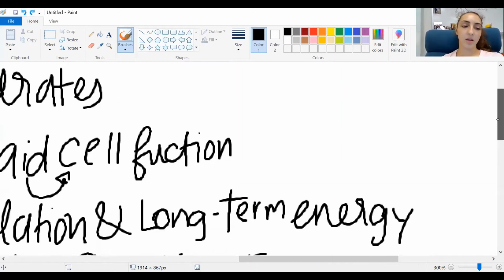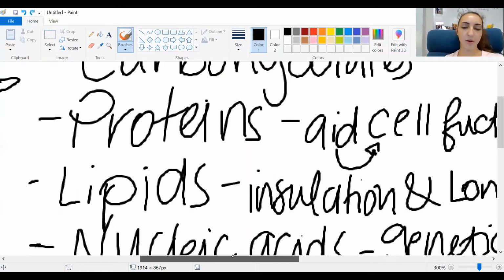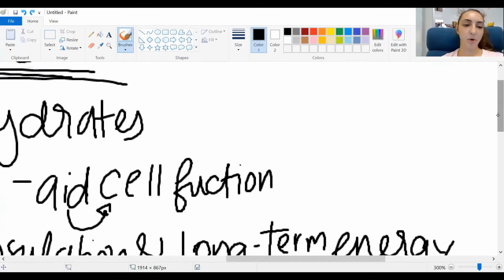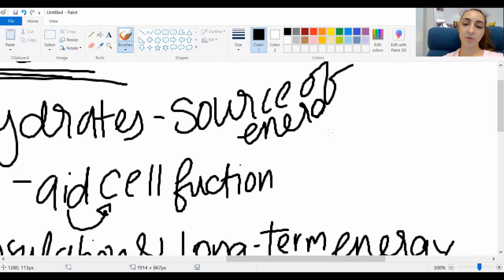All right. What else we got? Okay, so finally we have carbohydrates. Carbohydrates are going to be a source of energy. This is going to be quick energy.